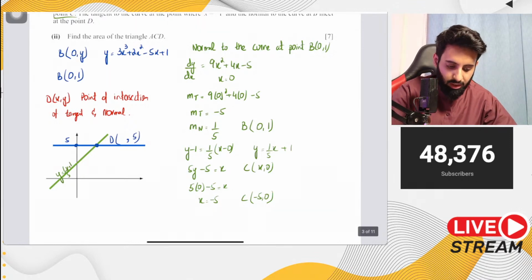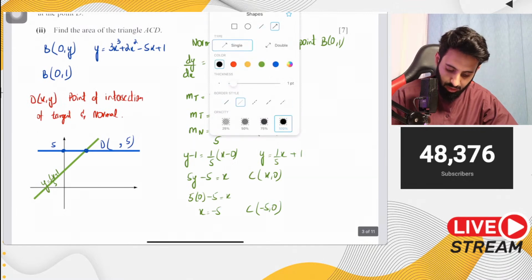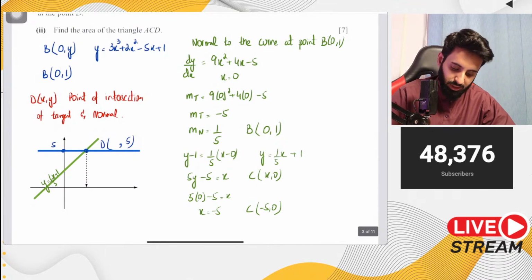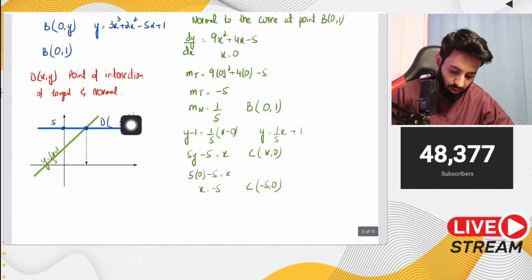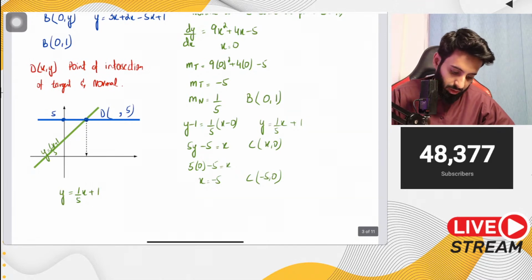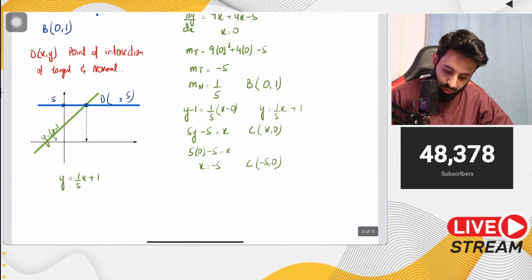Now if you need to find the corresponding x coordinate, you can do that by simply plugging in 5 in the equation of the normal. So that's what I'm going to do. y equals 1 upon 5x plus 1 is the equation of the normal. So here I'm going to plug in y as 5. So 5 equals 1 upon 5x plus 1.